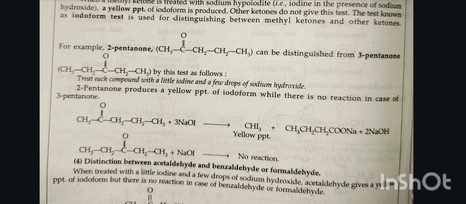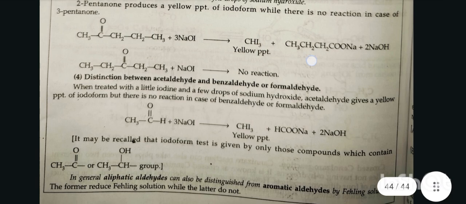Treat each compound with a little iodine and a few drops of sodium hydroxide. 2-pentanone produces a yellow precipitate of iodoform while there is no reaction in the case of 3-pentanone.